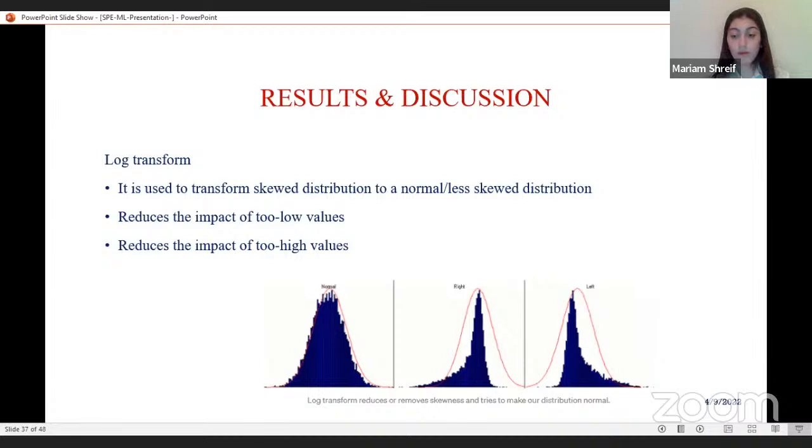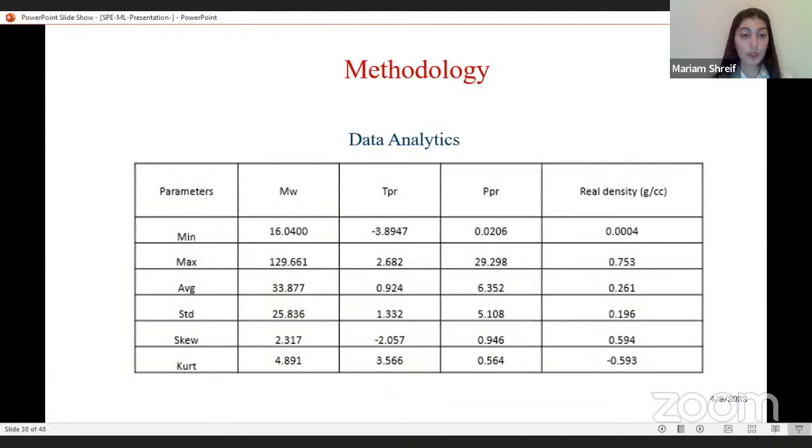For the data analytics, we calculated the minimum, the maximum, the average, the standard deviation, the skewness, and the kurtosis of the data set. The skewness, as a reminder, is the measure of symmetry, or in other words, the lack of symmetry. Kurtosis measures how heavy tailed or how light tailed the data is with respect to a normal distribution.